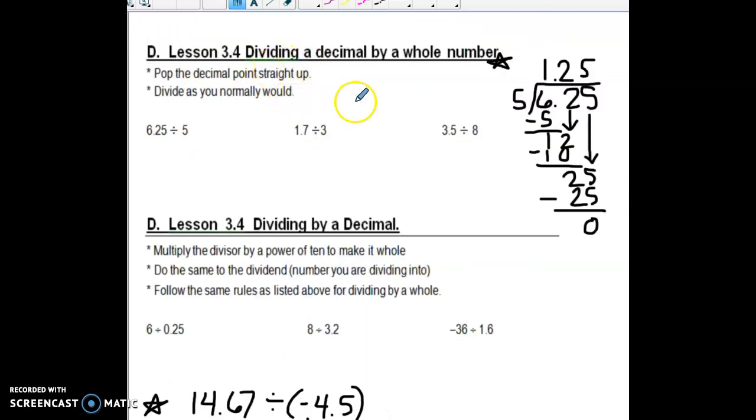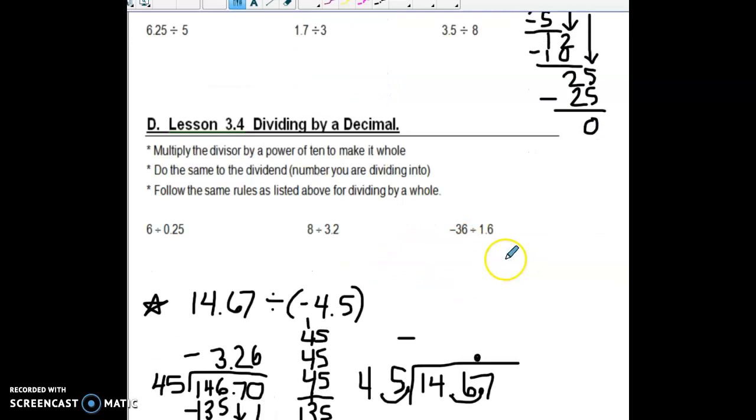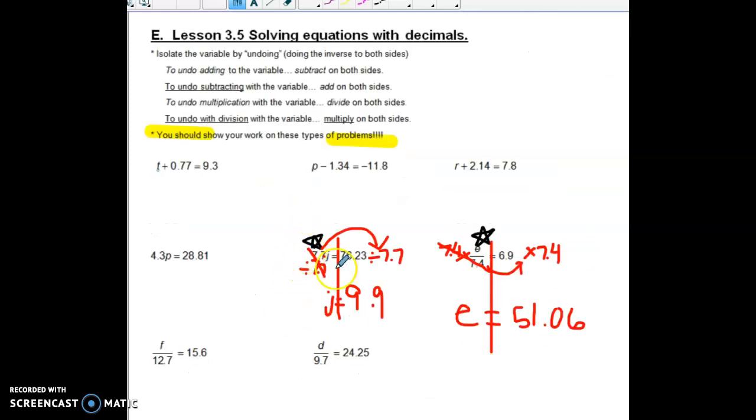For section 3-4, pick 1 more. Do 1 more division. For section 3-4, pick 1 more to do. For section 3-5, I want you to do this one, and this one. Use a calculator. Okay, that's it.